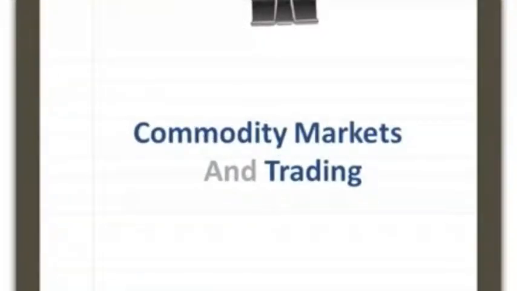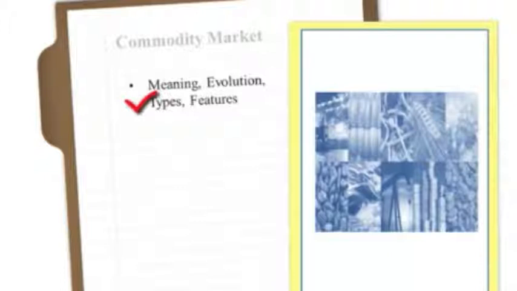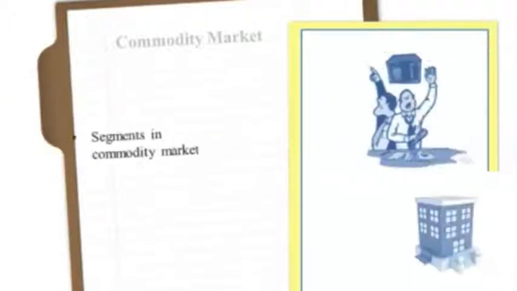Before we start with understanding of commodity markets and trading in commodities in detail, let's have a quick view at the learning objectives or the contents that we are going to learn in this course briefly. Our course is divided into two parts where first we learn about the commodity markets. Here we look at the meaning, evolution, types, features of commodity. Then the segments in commodity market.